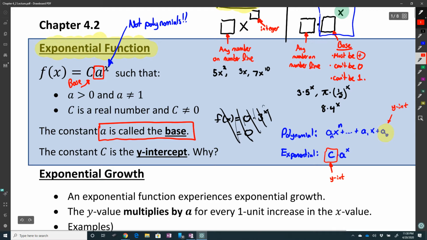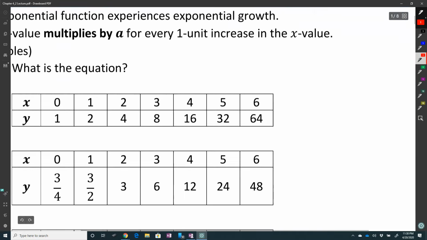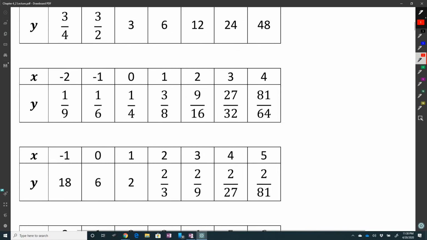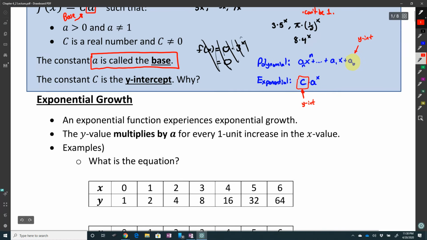Anyway, so our first thing we're going to do is look at some tables, and we're going to create the exponential equation that makes them. What we're trying to do is create the equation y is equal to c times a to the x. So we already found that c is the y-intercept, like I just mentioned. It turns out this base can be found too. This base is what we call the multiplier.